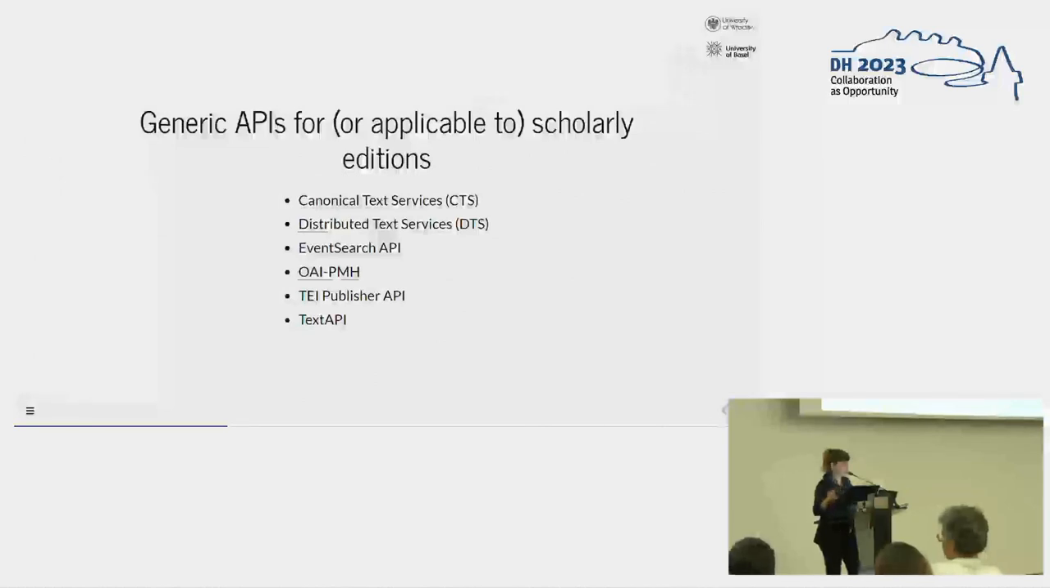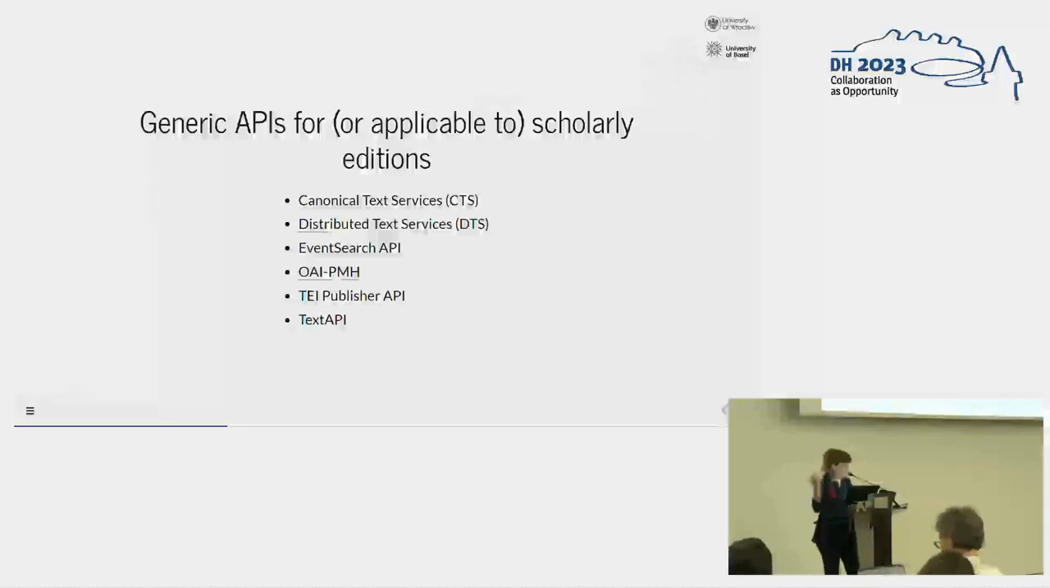And then there are some generic APIs that can be applied to scholarly editions. You are probably familiar with CTS, and with DTS, which is kind of an evolution of CTS based on similar principles but broader in scope. And you probably know about the OAI-PMH, so metadata harvesting. This is not something for editions, but it could be applied for retrieving the metadata of the editions. And the TEI Publisher API, which is meant more to build a TEI Publisher edition, not really for the users to retrieve the data, but could also be used in that sense.